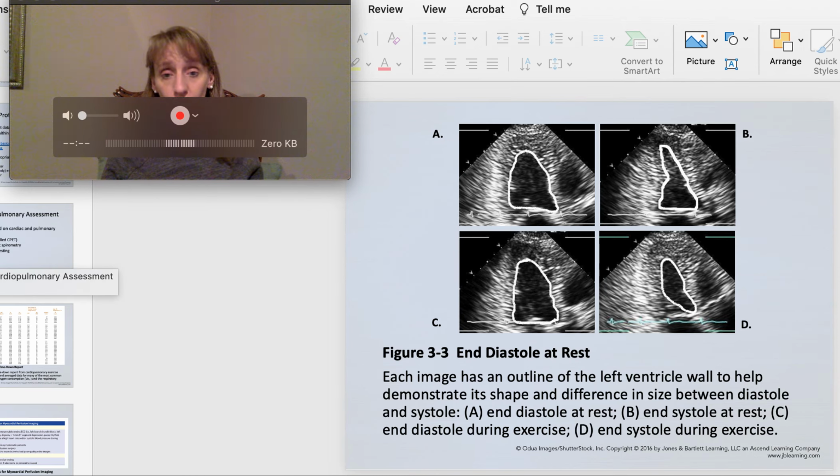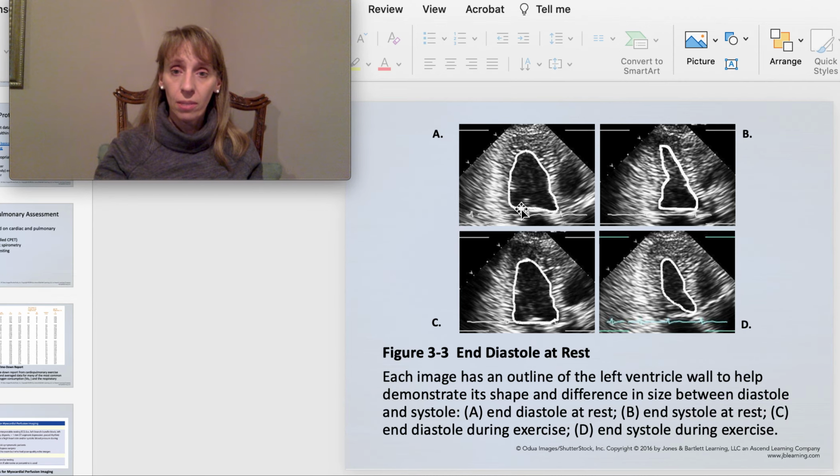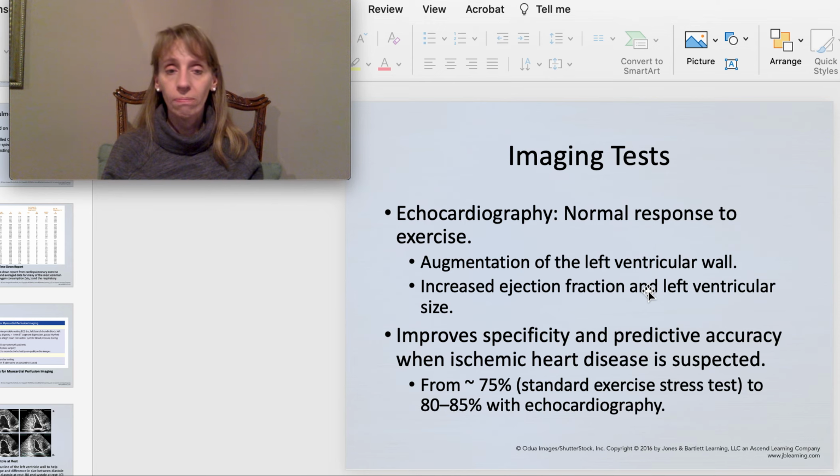So this here is showing you an image that's showing you the differences in the left ventricle wall. It's showing you the size difference between systole and diastole. Here in A, if you can see my cursor moving, this is end diastole at rest. Here is end systole at rest. So relaxation, contraction. Down on the bottom, this is during exercise. So diastole during exercise, and this is systole during exercise. So it's showing you those differences between them.